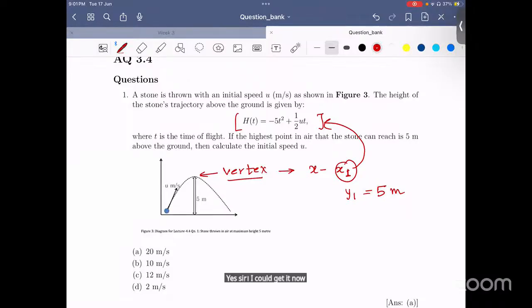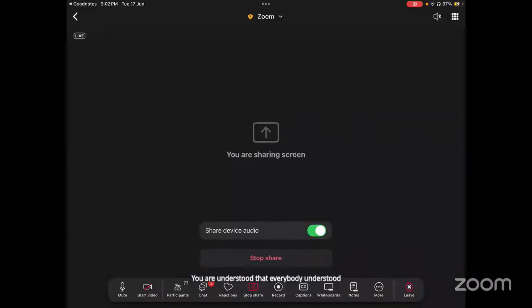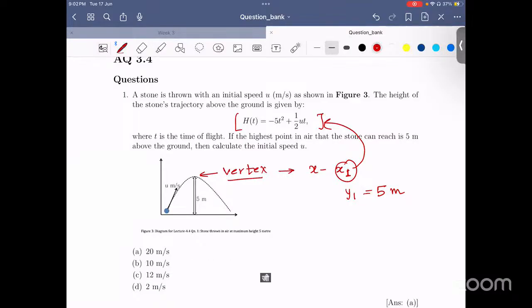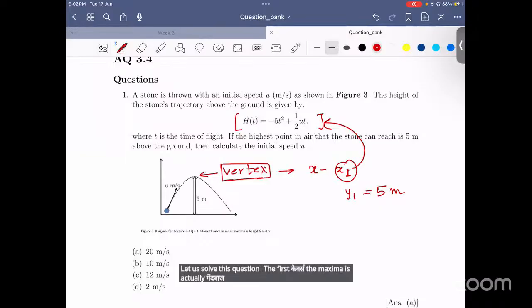You understood, right? Everybody understood, right? Should I solve this or are you able to? You'll be able to solve it. Please solve it. Okay, let's solve this question. So the first hint that I gave was that at the vertex, the maxima is occurring, right? So at the vertex, the maximum will occur. At the vertex, the slope will be equal to 0. Everybody knows that, and you already know the slope of the equation.